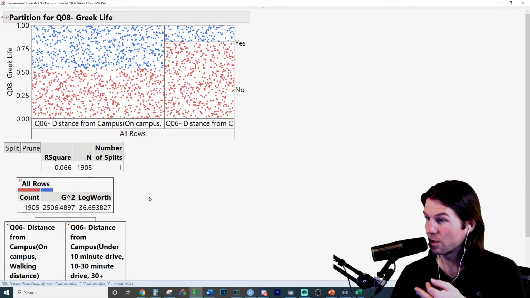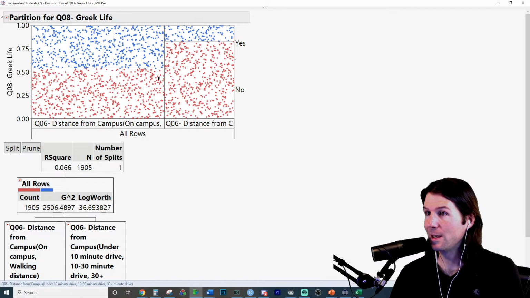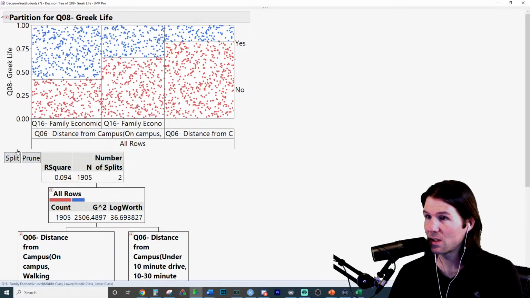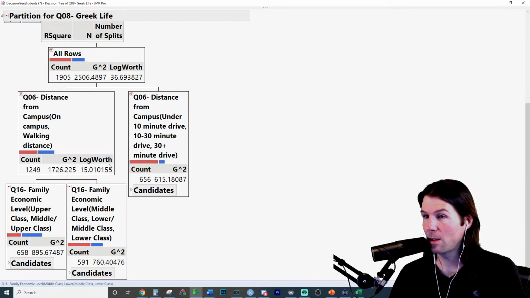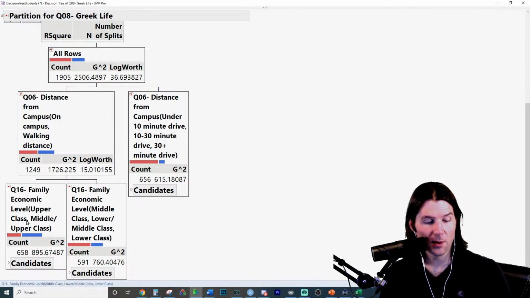So these concepts we were going over today will be important next week also. This looks a lot like a mosaic plot, it splits things into categories. And we see here 6.6% of the variation in Greek life is explained by someone's distance from campus. Now we're adding in their family economic level. The people most likely to be in Greek life right here are the people who live on campus or a walking distance who are upper class or middle class.